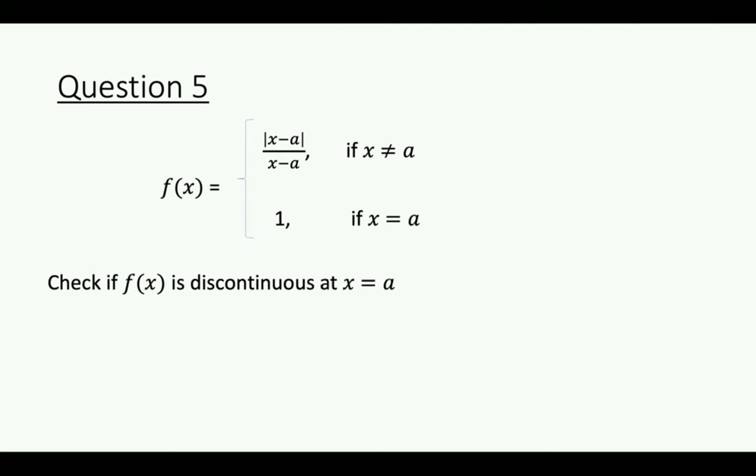Solving one more question. Show that f(x) equal to modulus (x minus a) upon (x minus a) when x not equal to a, and 1 at x equal to a is discontinuous at x equal to a. Here we know modulus (x minus a) is (x minus a) if x greater than a, and modulus (x minus a) equal to minus of (x minus a) if x less than a.